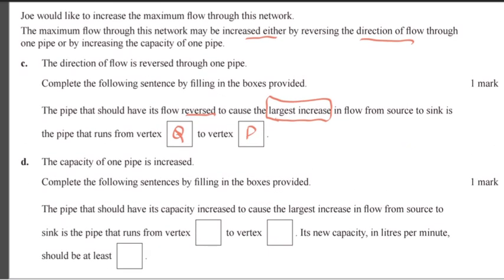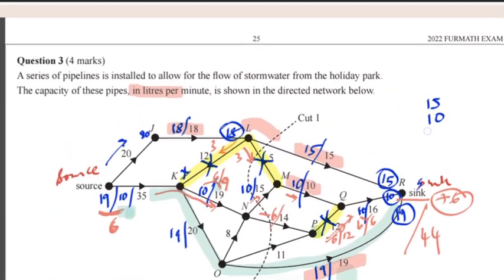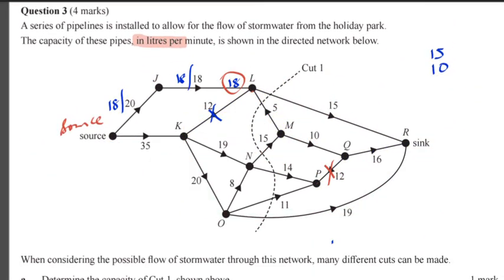Now the next question says the capacity of one pipe is increased. The pipe that should have its capacity increased to cause the largest increase in flow from source to sink is the pipe that runs from this vertex to that vertex, and its new capacity should be at least blank. Let's look at this question again. As we discussed previously, 18 liters would reach this particular vertex L, causing this to reach maximum capacity.